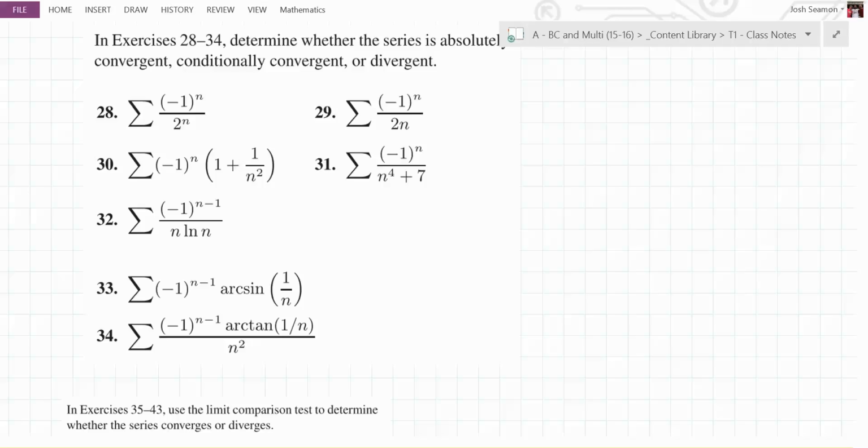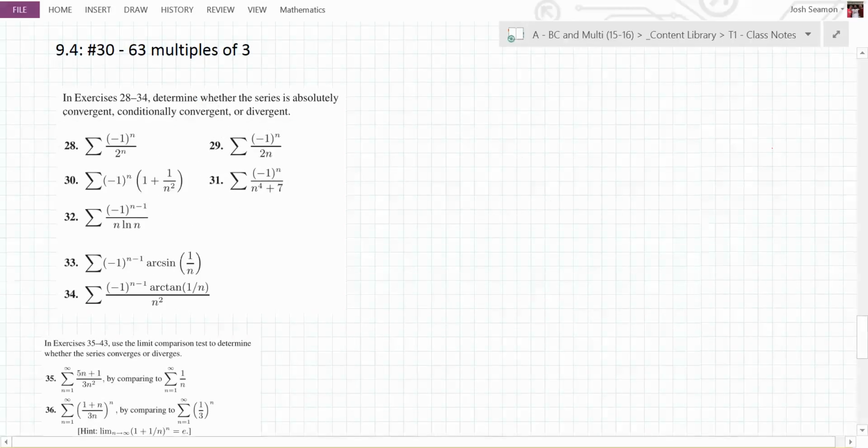Can we get a list of these? It's all in your book, in blue boxes. Look at the blue boxes. Just like factoring, it just takes practice, practice, practice. So what I'd like you to do right now is 9.4, 30 through 63, multiples of 3.